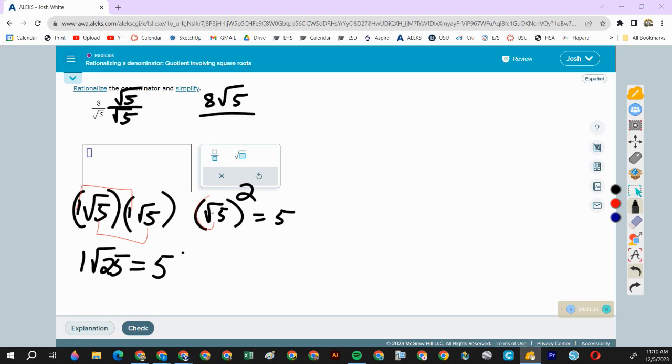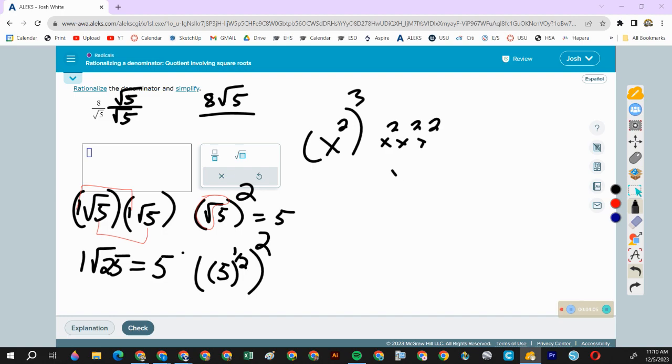And remember that the square root is really just the 1/2 power. So this is 5 to the 1/2 to the second. And how do we raise an exponent to an exponent? We multiply. If I had x squared to the third, that would just be 3 copies of x squared, which is x to the 6th.